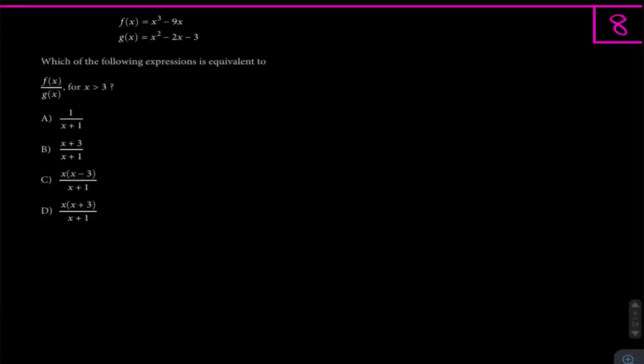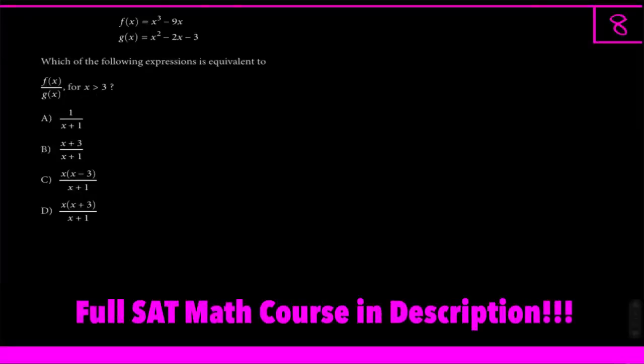But we know what f of x and g of x are. It says, which of the following expressions is equivalent to f of x over g of x? And it says for x is greater than 3. We don't really care about that right now. What you'll find later in this problem is that that's just a domain restriction, which again, I'll get to what that means, because you're probably like, what?